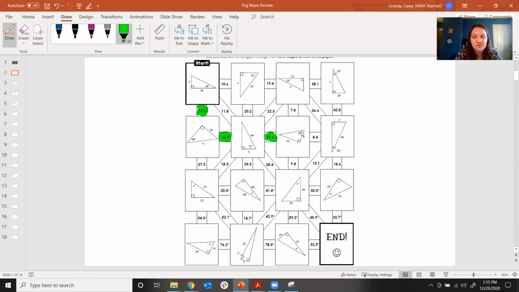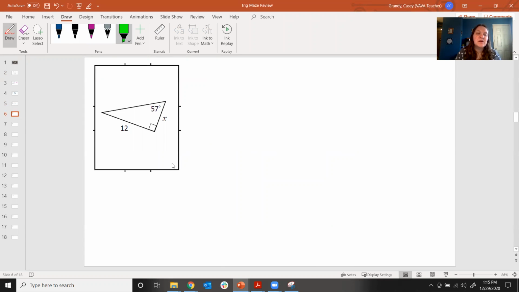So now we need to go to the triangle that has a 12 and an x. There it is. All right, again, follow the steps. Put an arc on the angle, label your O, your A, your H, whatever's there, and then decide, are you using cosine, sine, or tangent? Set up an equation, cross multiply, and solve. Do that now.